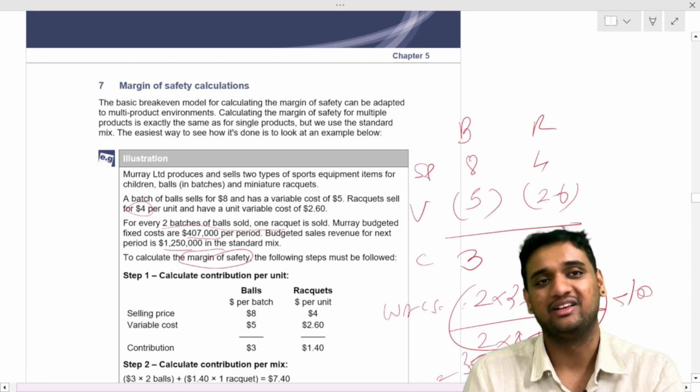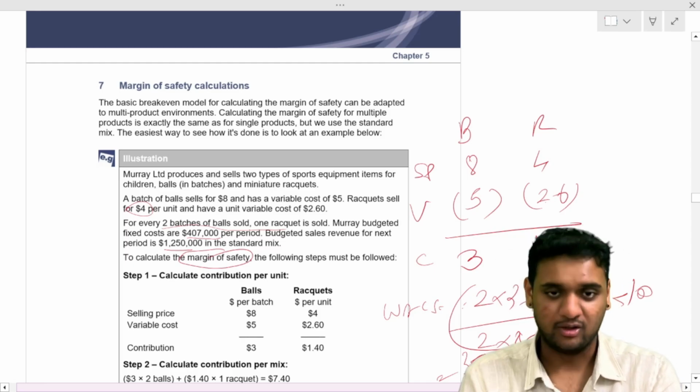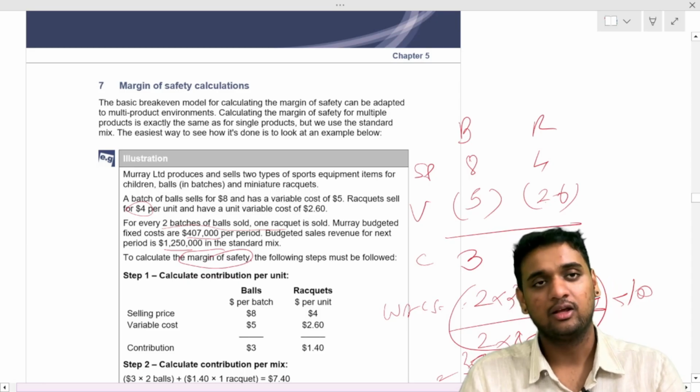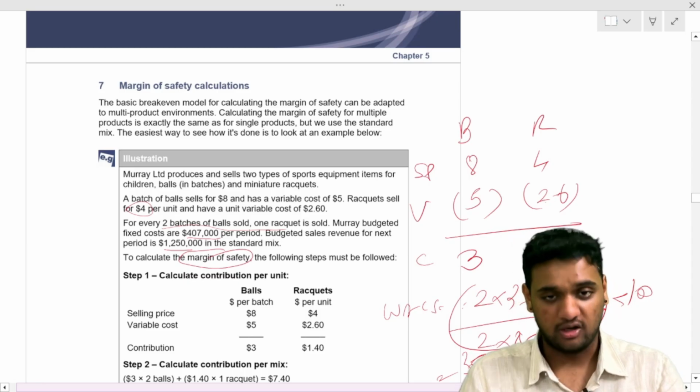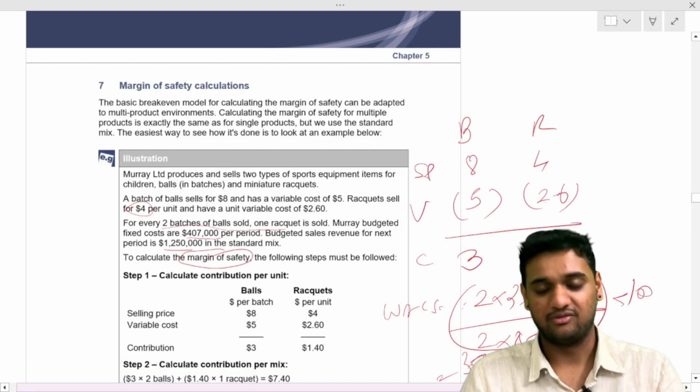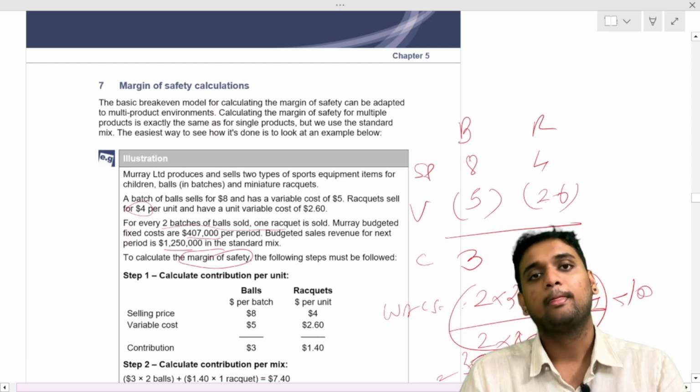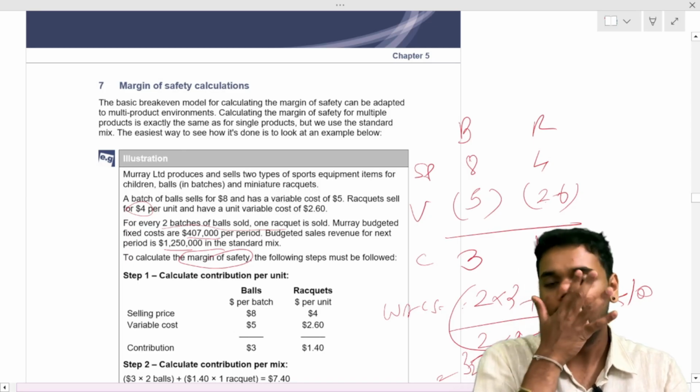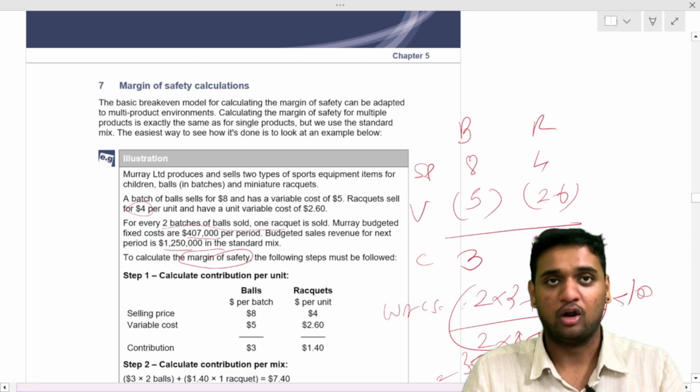And what is the margin of safety sales revenue? 1,50,000 is the margin of safety sales revenue. So, margin of safety in amount. Okay, you can write later. Listen to me. Margin of safety is 1,50,000. All of you got it.